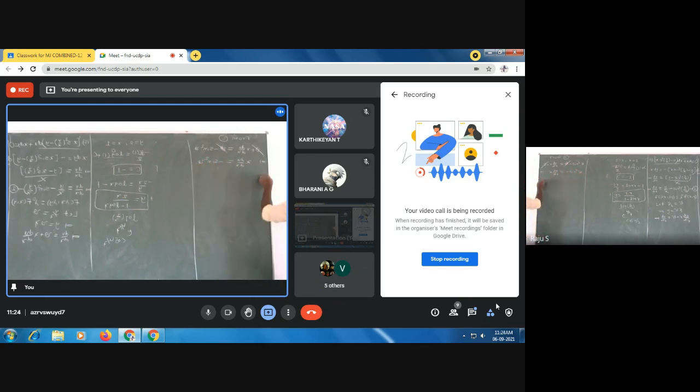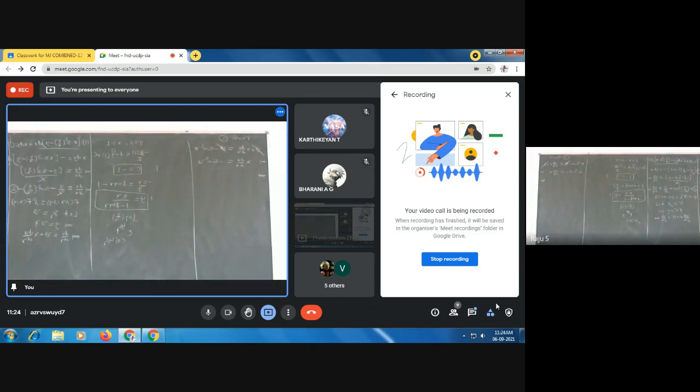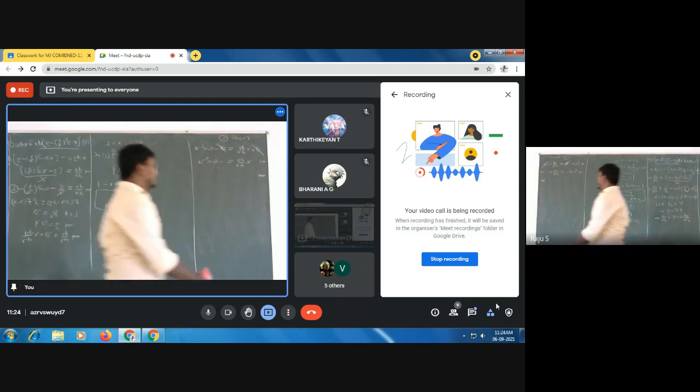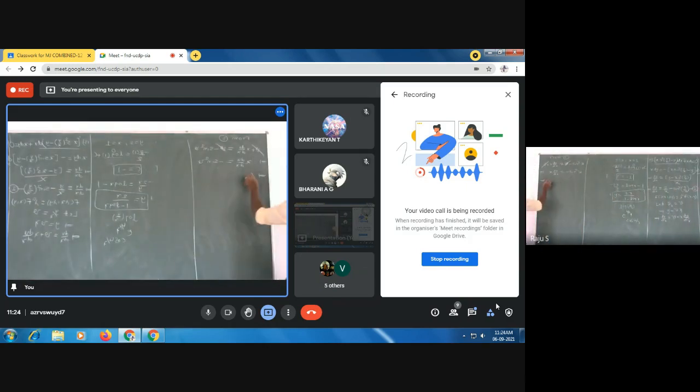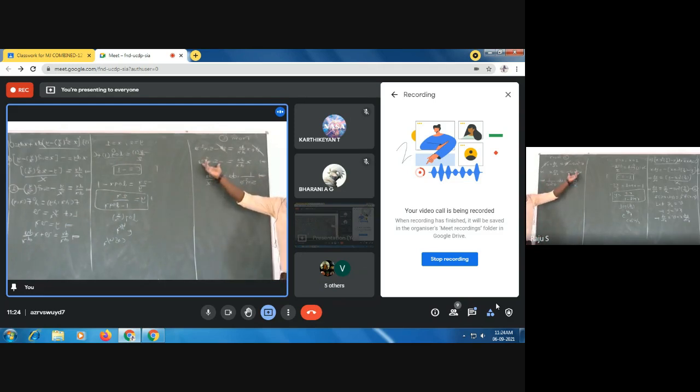Now separate the variables. Take sine square to the left side, and x we can cross multiply. So 1 by sine square v into dv is equal to minus dx by x. This time cross multiply only sine square, not minus sine square. Got it?